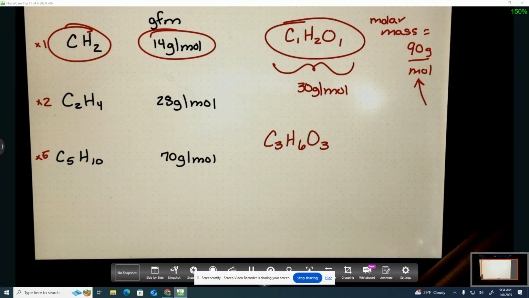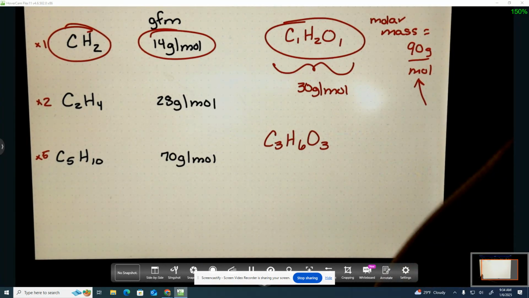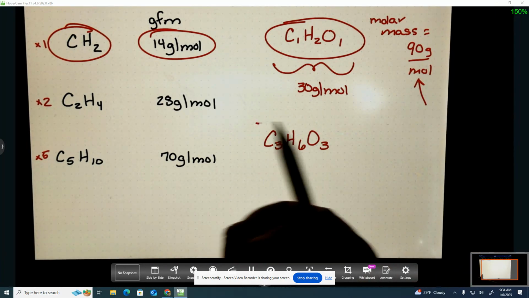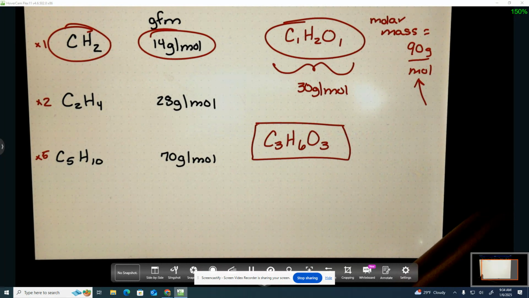If I know what my formula needs to weigh, and I know what the empirical formula is, I can figure out what my molecular formula is going to be. Because it will always be a multiple of the empirical formula. So there's a couple of things they can do here. They can say to you, C5H20, and they can say, what's the empirical formula?